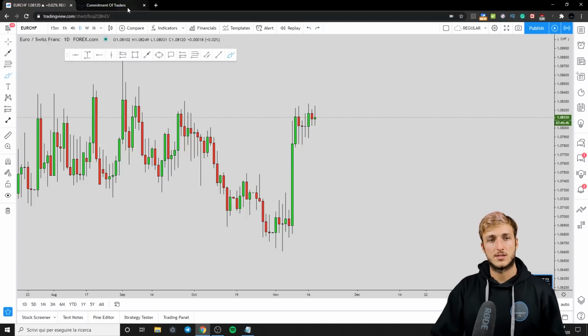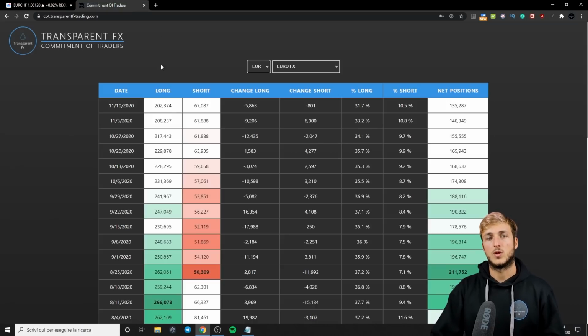Now, before I show you this, let's first go and give a quick check at what we have from a COT perspective. So commitment of traders, which is what hedge funds are currently doing in the market. So the biggest speculators in the market and the smart money that is actually moving the market. Now, let's start from the euro.